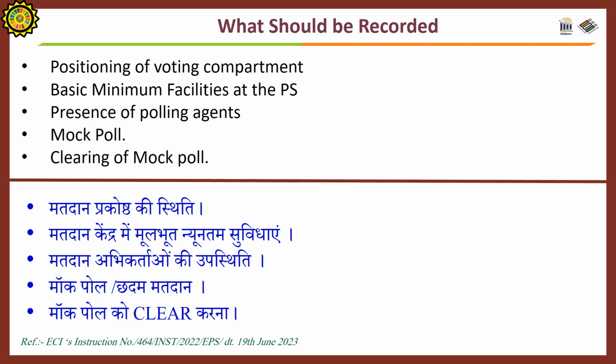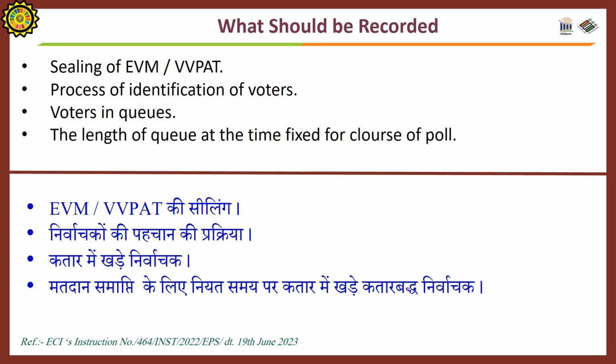Positioning of voting compartment, basic minimum facilities at the polling station, presence of polling agents, mock poll, clearing of mock poll. Sealing of EVM and VVPAT, process of identification of electors, electors in queues, the length of queue at the time fixed for the closure of poll.